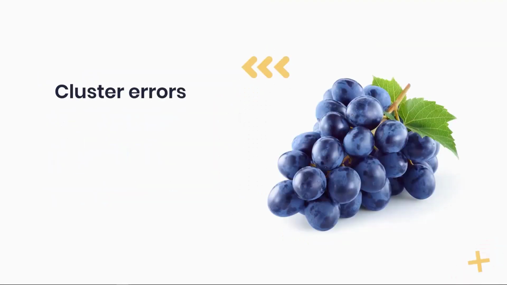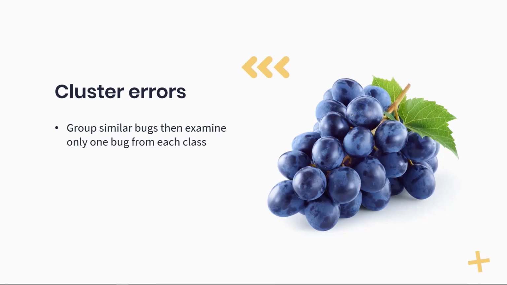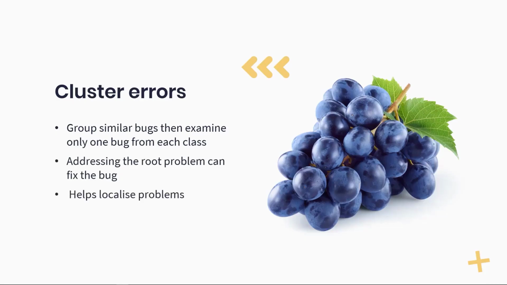If there is a large number of errors that are reported, it is easy to cluster them, grouping them as similar bugs, then examining only one bug from each class. The reasoning here is that bugs from the same class are being caused by one root problem. So, addressing the root problem will probably fix the bug. While it doesn't always work, it sometimes saves developers a lot of time by helping them localize problems.